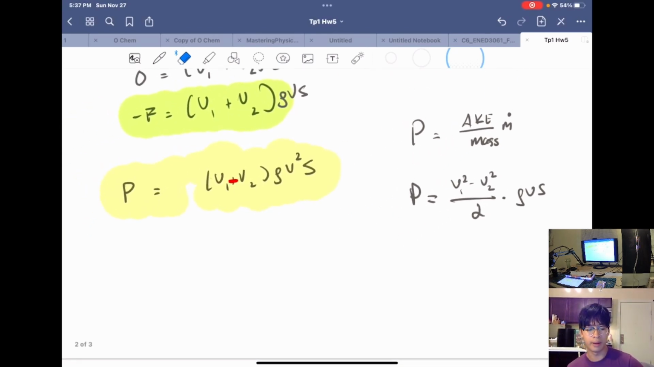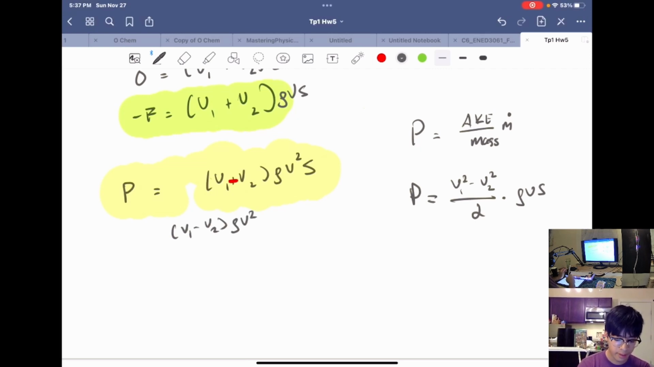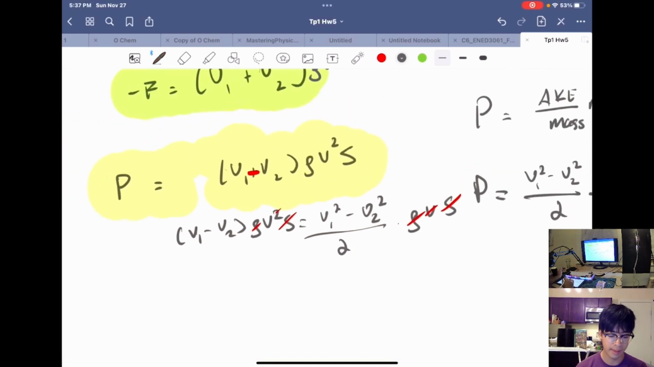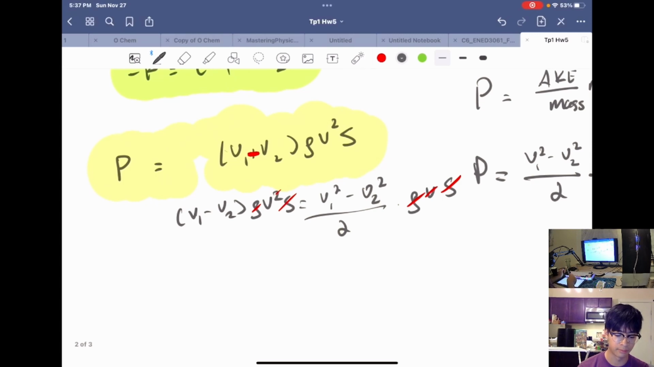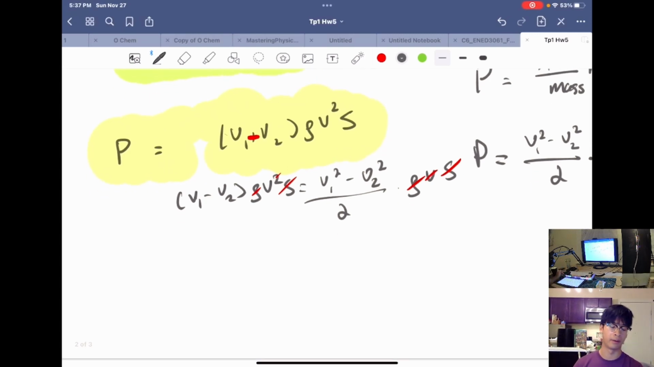Now, what do we have? We have two different expressions for power which describe the same thing. So the next step is obvious. We should equate them. So (v1 minus v2) rho v squared s equals (v1 squared minus v2 squared) over 2 multiplied by rho vs. Some obvious cancellations, which are rather nice. Get rid of that cross-sectional area and fluid density, and we don't have to worry about any of that. So now comes the question of, what do we solve for? Again, we are solving for that velocity v, which is rather difficult to measure experimentally.